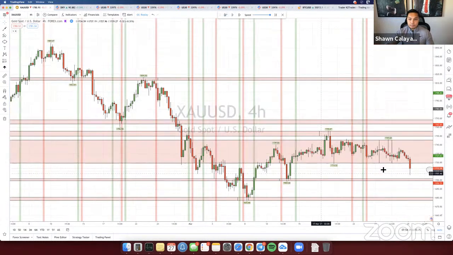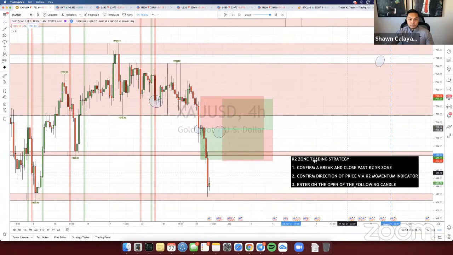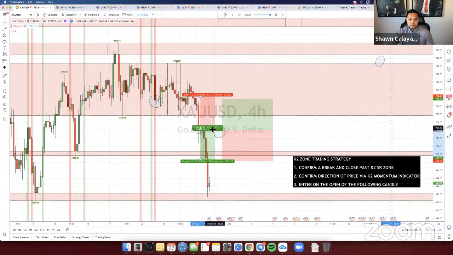Again, right here, another example, breaking and closing past structure right here. Confirm the direction of momentum using the momentum indicator right here. We got a sell signal, so we enter a sell at that point. If you enter a short position right here, you let that run, full TP, right? So you get full TP for the sell there.